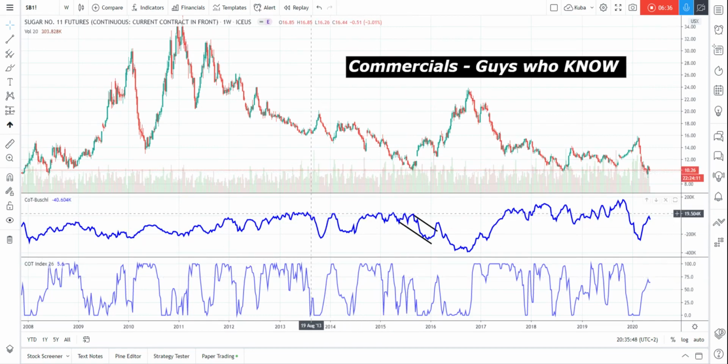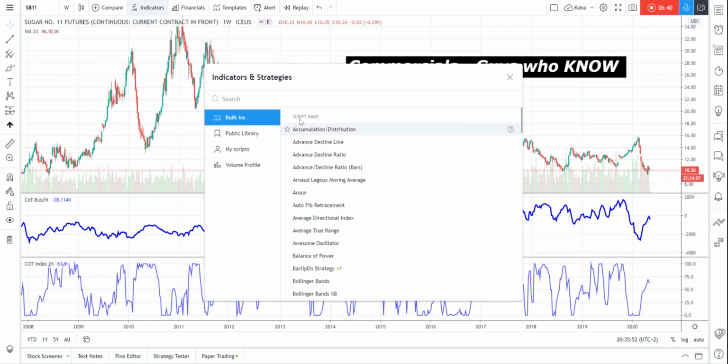These two indicators are in TradingView. If you click on indicators, you can put COT there.